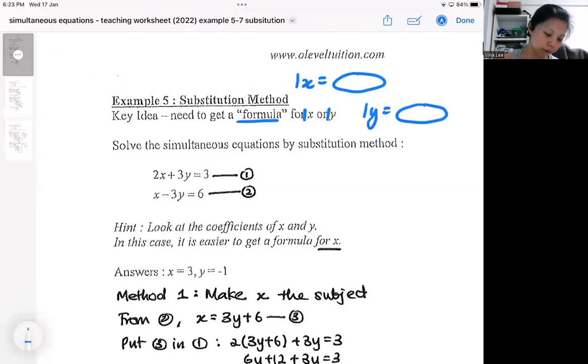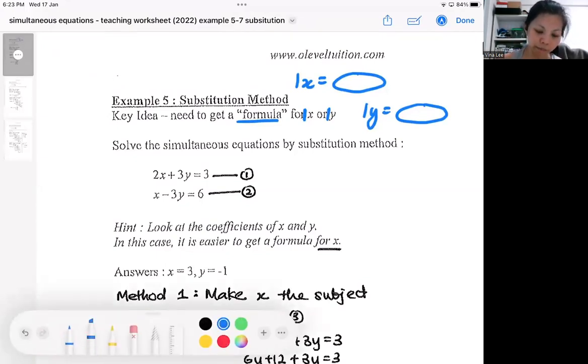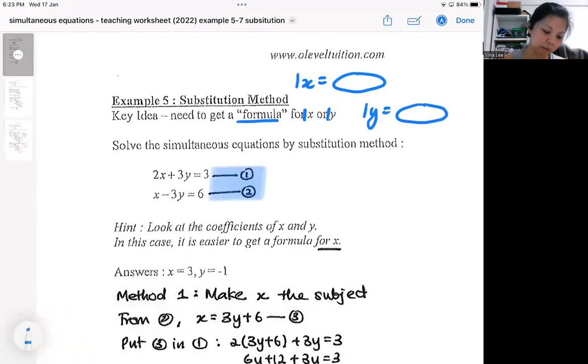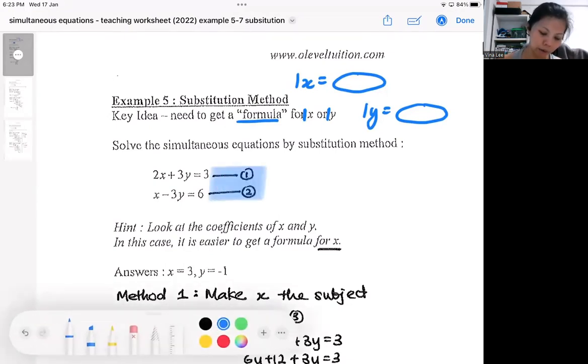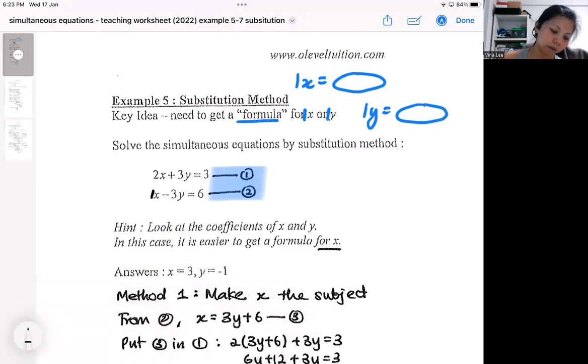So again, we are going to start off by labeling the equations. After I label the equations, I'll be looking at the coefficients. So there is the 2x, there's the 3y, there's the 1x, and then there's the 3y here. Do you realize that you have a 1x? So 1x is here. So I'm going to get a formula for 1x from equation number 2.